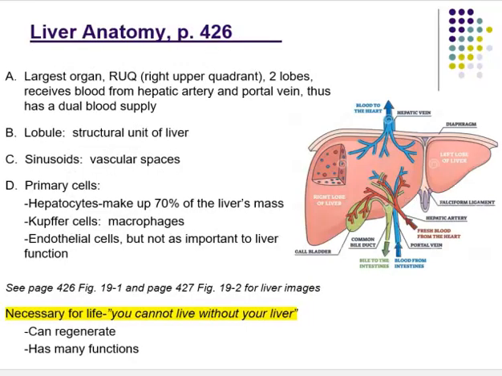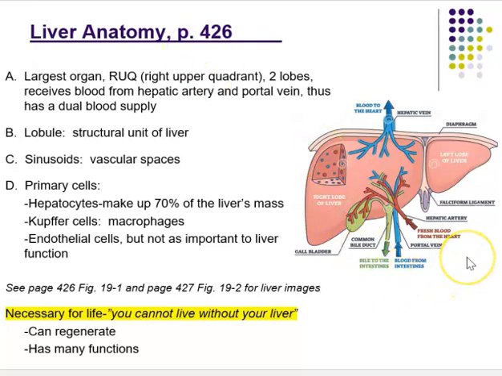Let's first review some liver anatomy. The liver is the largest organ inside the body. It's located in the upper right quadrant, just below the diaphragm. It consists of 2 lobes, and it receives blood from the hepatic artery and the portal vein. Thus, it's a dual blood supply.